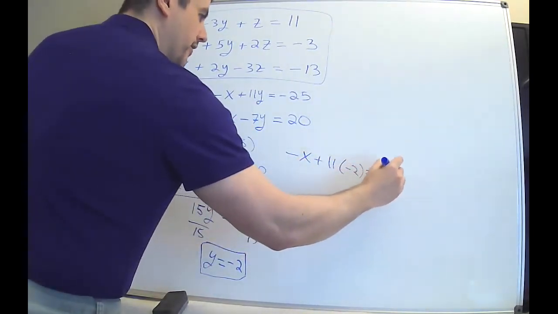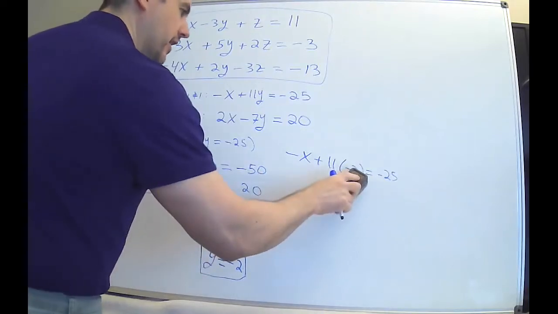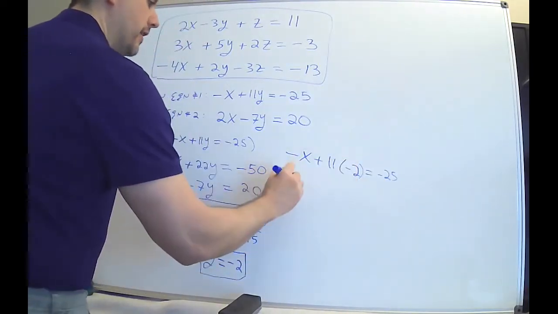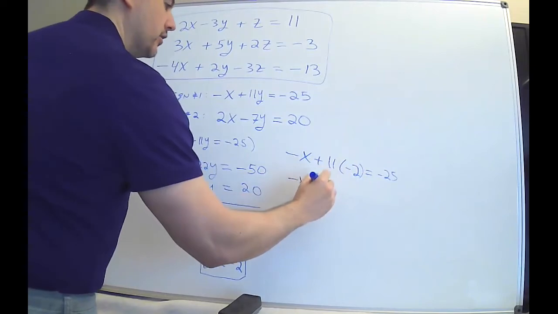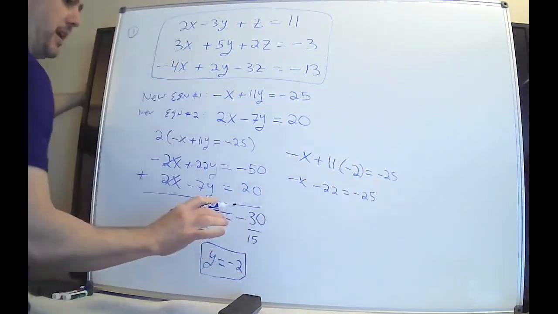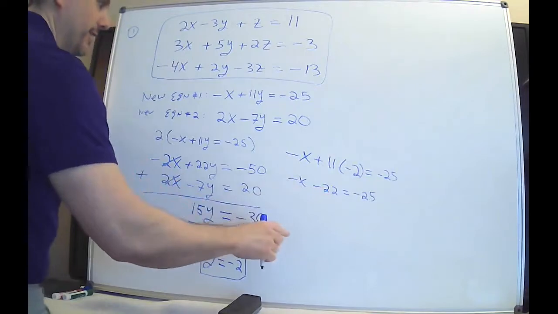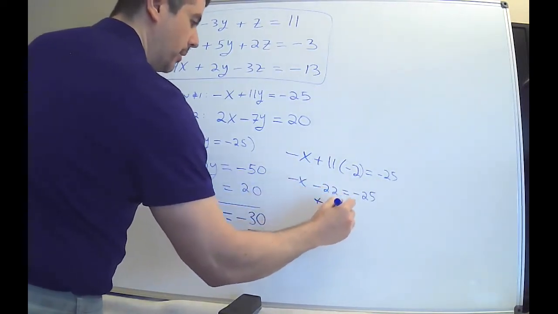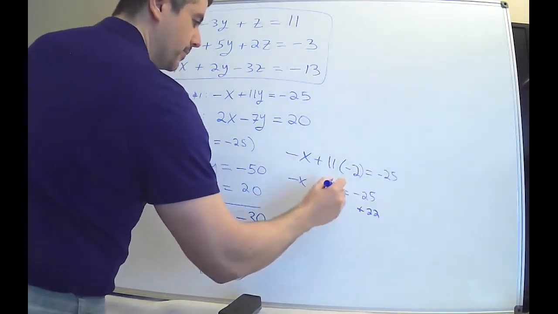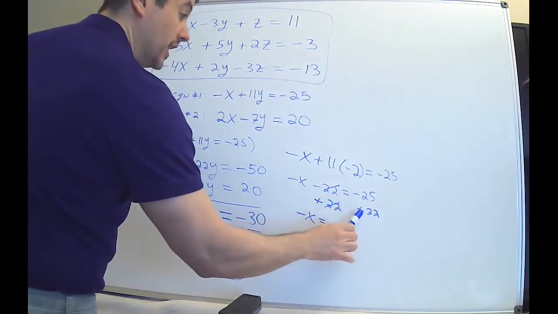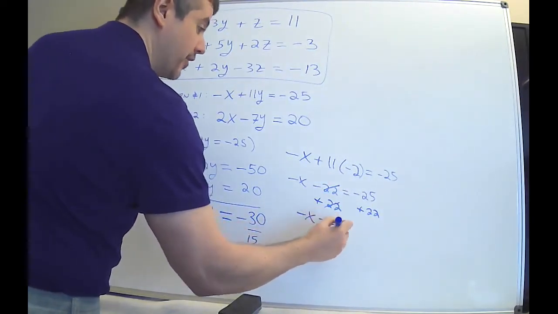This one is actually a little more advanced because you've got to really watch your signs. -2. -x stays. 11 times -2. Here, man, I see such a high potential of sign error. I actually think this is the harder one to plug into. Add 22 to both sides. And you get -x equals -25 plus 22 is -3.